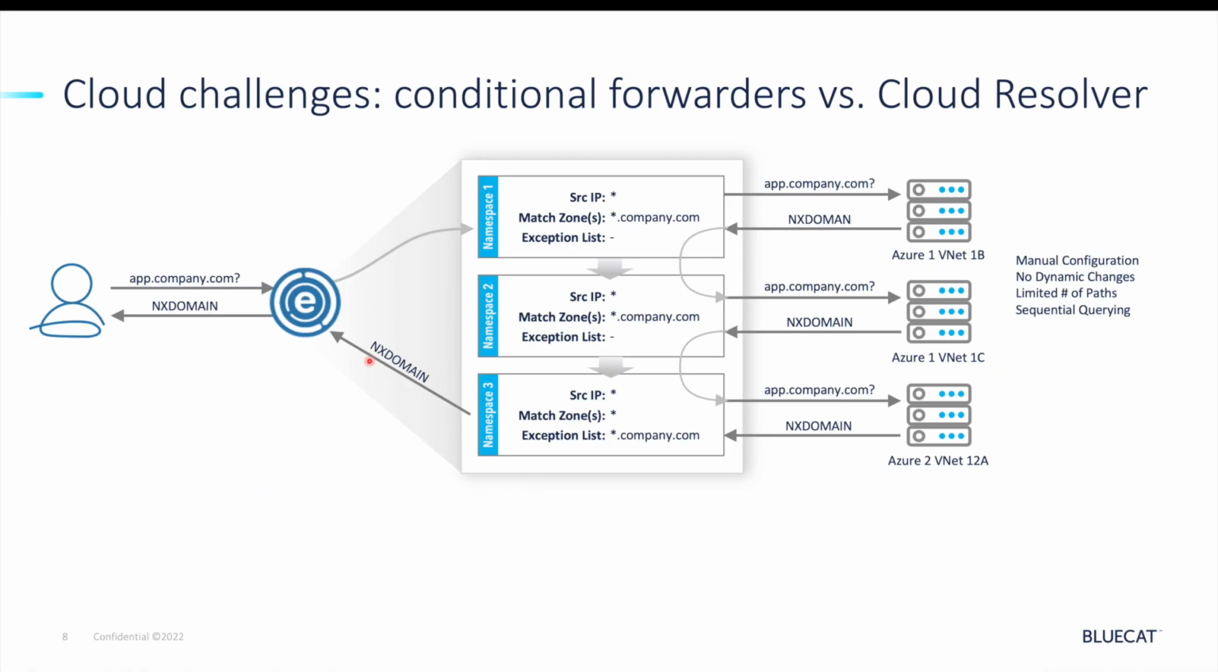In this example, which uses Edge and multiple namespaces, we are looking up app.company.com. In this case, we have three Azure instances: VNet 1 or VNet 1B, VNet 1C, and VNet 12A. So in this example, the client asks for the domain. We go through the first namespace, and if we receive an NXDOMAIN, we will cycle through to the next namespace. Again, NXDOMAIN, cycling, and then eventually returning an NXDOMAIN to the client.